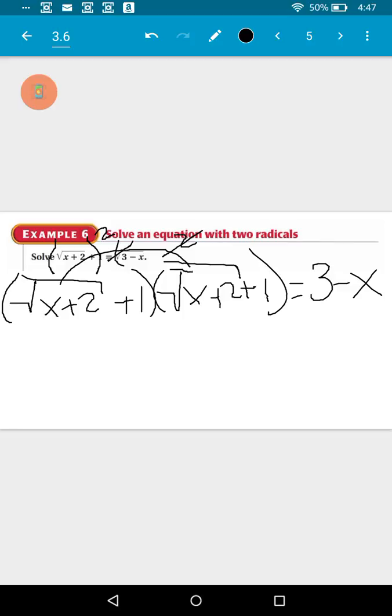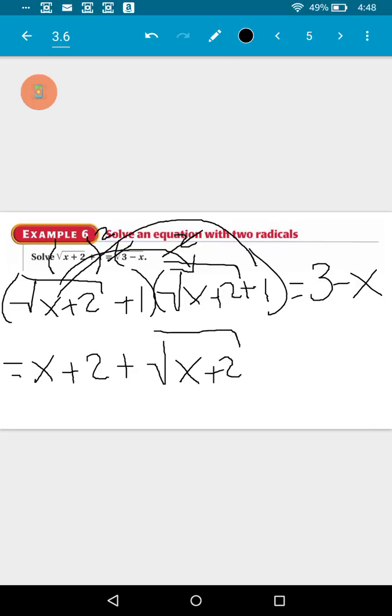Okay, distribute. You have radical x plus 2 times radical x plus 2. That means you have 2 of them, so that radical is gone. You only have x plus 2. We wanted to get rid of that. But then you have the square root of x plus 2 times 1. So now you're going to have x plus 2. Okay? We're done distributing that.